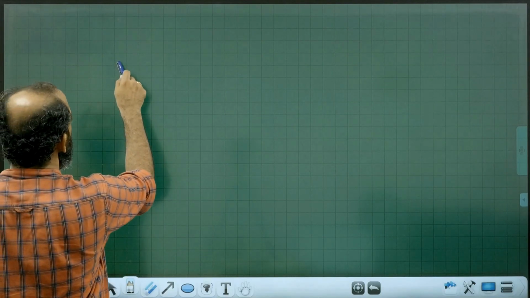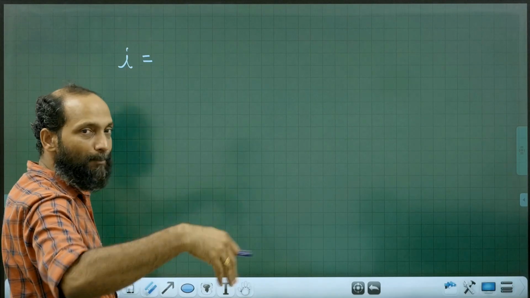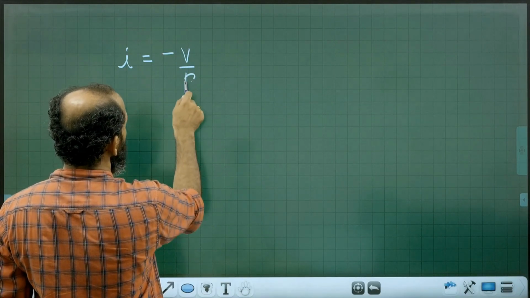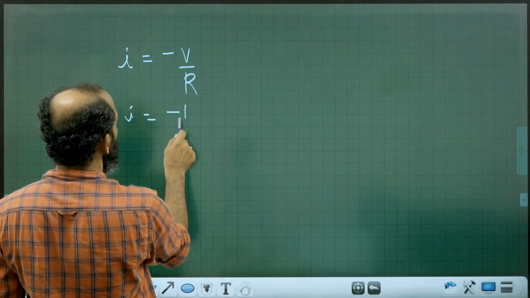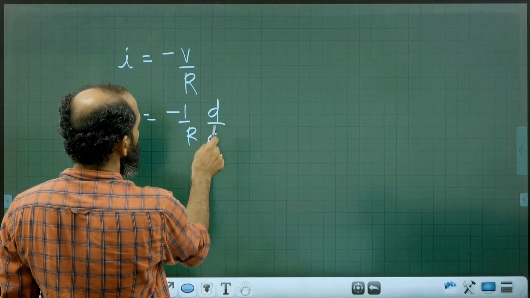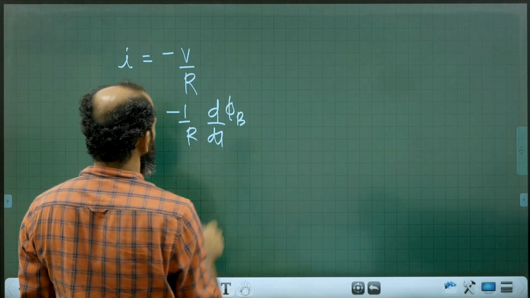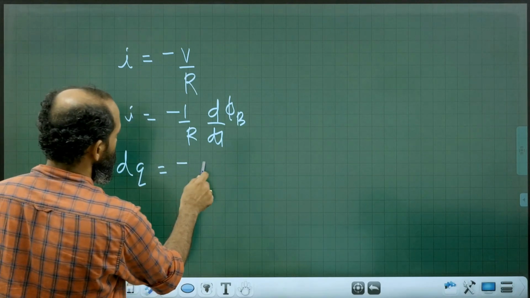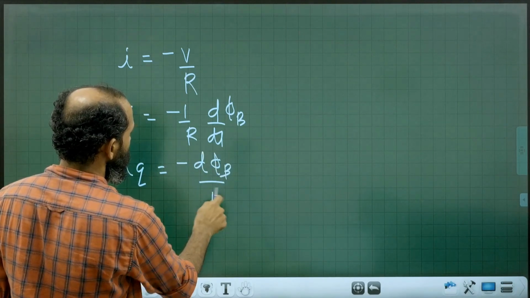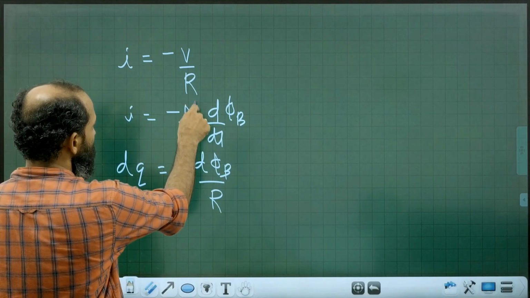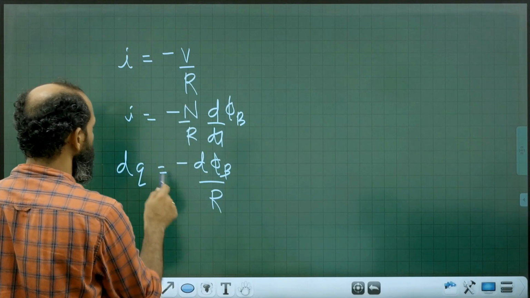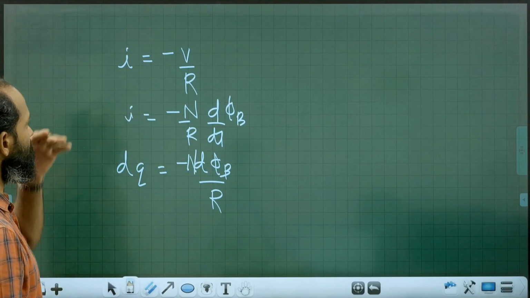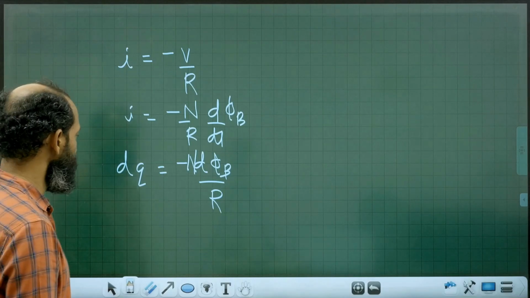Now induced current I: if the circuit is completed, it generates induced current, given by minus V by R, that is I equals minus 1 by R d by dt of flux. Now induced charge dq equals I dt, so minus d phi B divided by R. For n turns it can be minus n by R d phi by dt, and for charge, minus n d phi by R. So these three equations for voltage, current and charge are important.